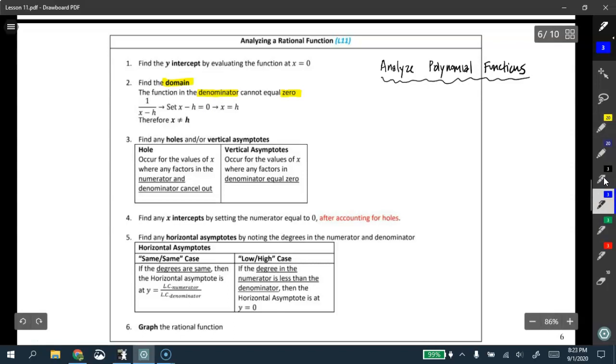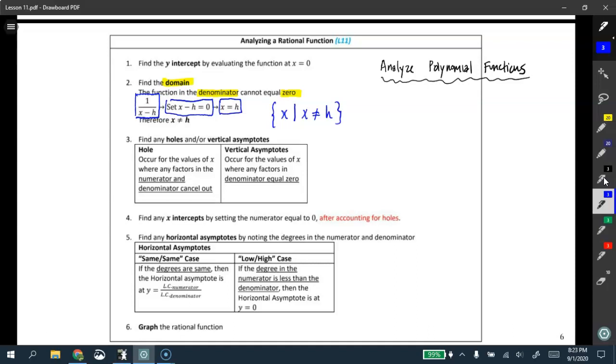I've given you a few steps to kind of remember this. Let's suppose that you have something of the format 1 divided by x minus h. All you need to do is set the x minus h equal to 0 and then go ahead and solve it. And then you can go ahead and write down that the domain of this function is going to be all x values, but x cannot equal that value h like that. Okay? Step number 3 is to go ahead and find any holes and or vertical asymptotes. So we just studied vertical asymptotes a moment ago.